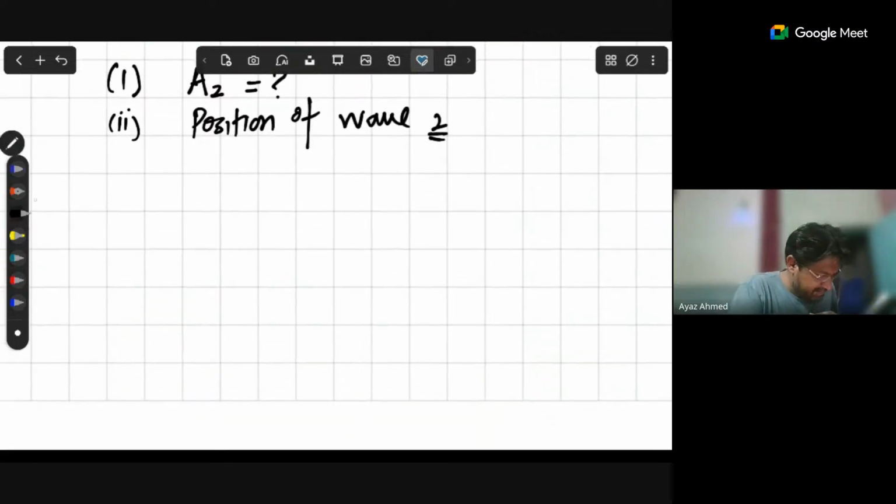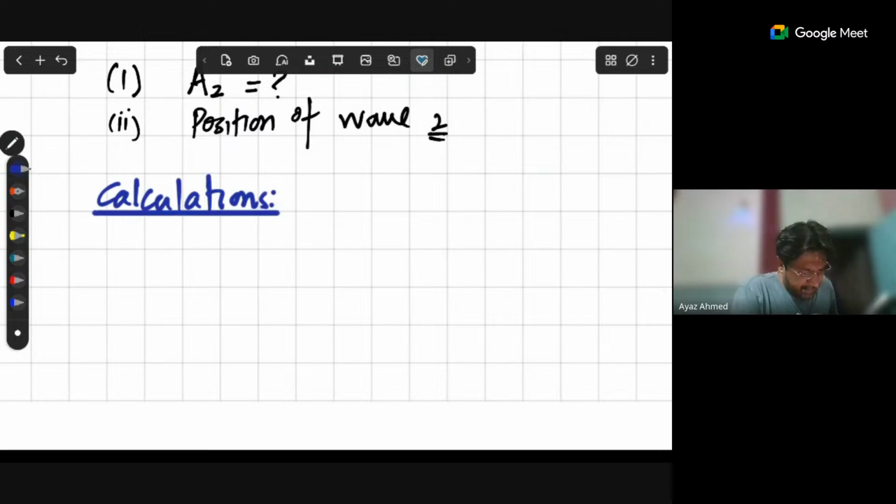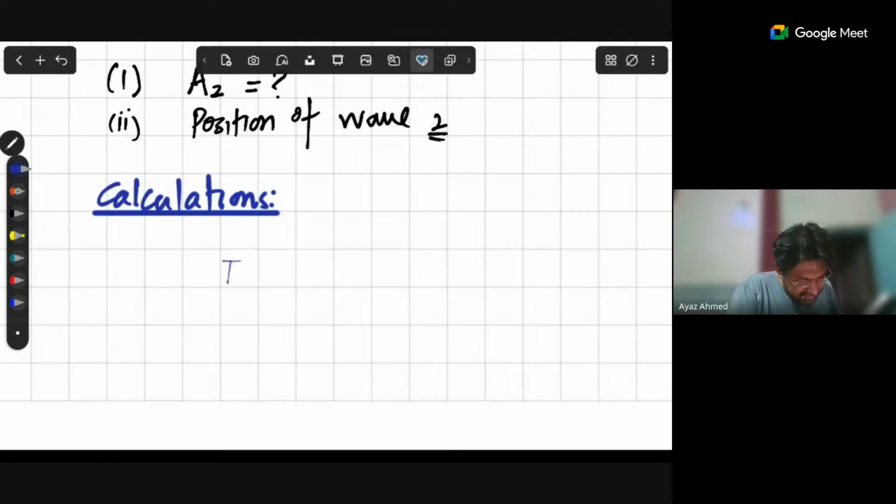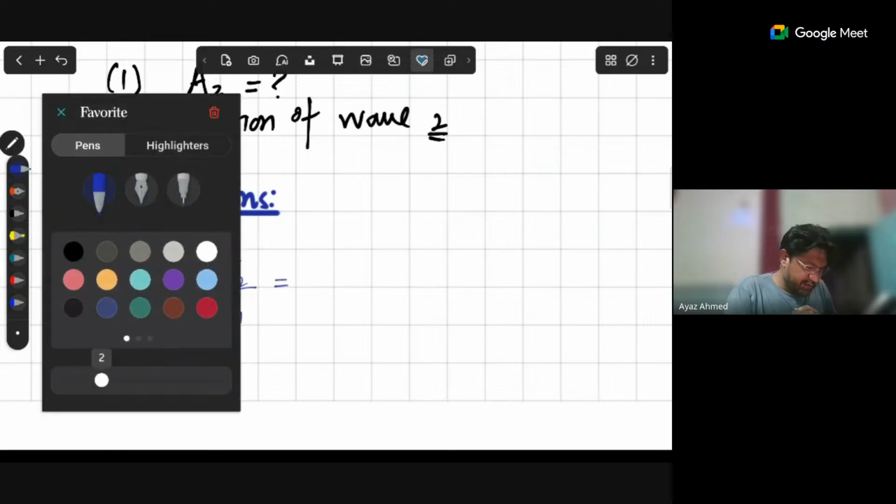So first of all, I will make some simple calculations. The intensity 2 divided by intensity 1 is equal to amplitude 2 divided by amplitude 1, whole square. Is it right? You got the point?